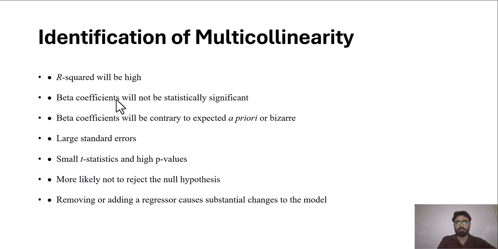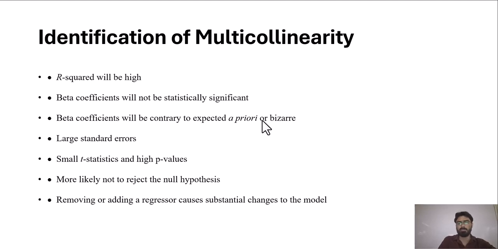Second, beta coefficients will not be statistically significant. As I mentioned earlier, if there exists an issue of multicollinearity, then your beta coefficient values will no more be significant. The t value becomes very low and the p value becomes very high. The next identification for multicollinearity is that beta coefficients will be contrary to the expected a priori, or bizarre.